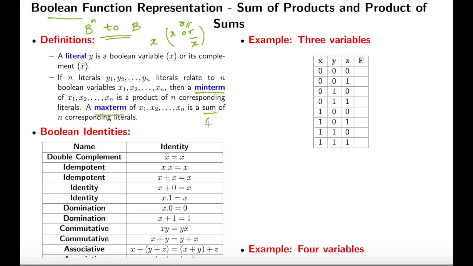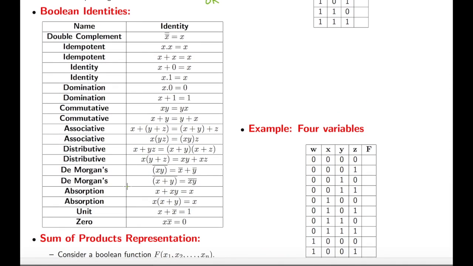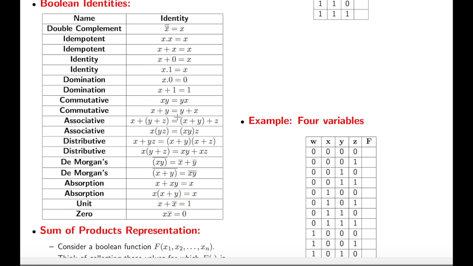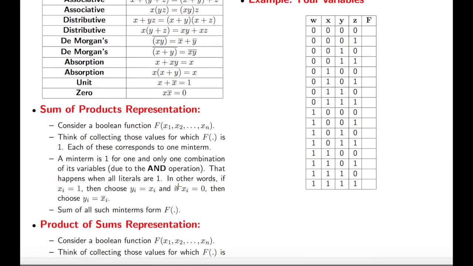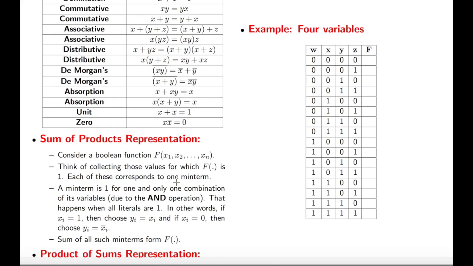When we say sum, this means the OR operation, and when we say product, it means the AND operation. This is just a recap of all the Boolean identities, and if we need them, we can go to this and solve our question. Now let's talk about the sum of products representation.